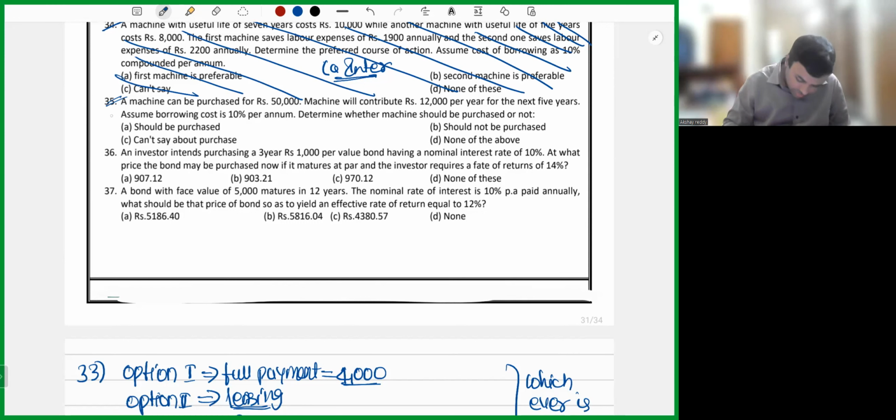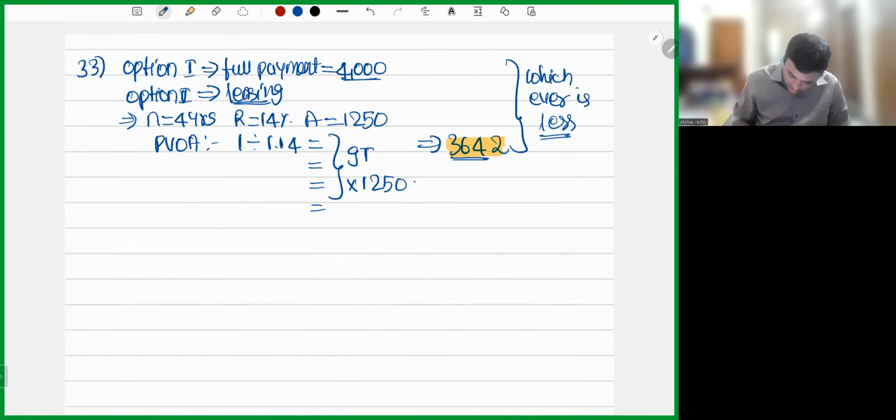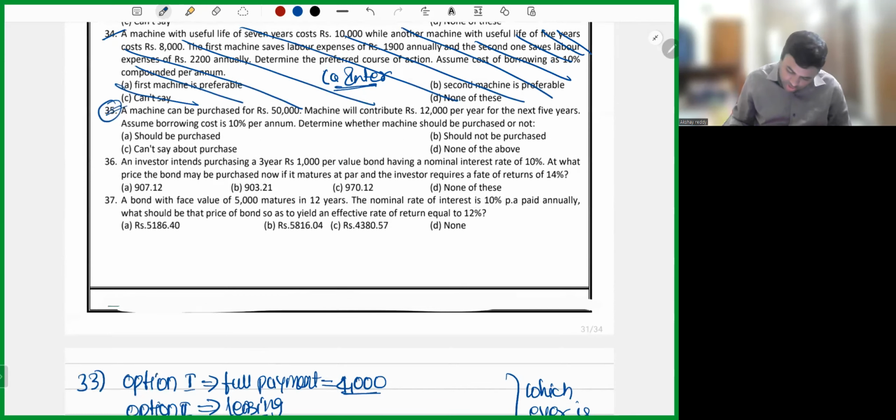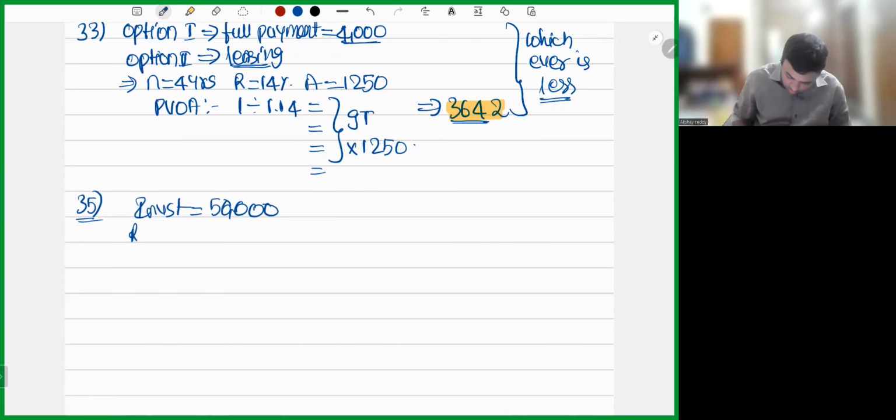Okay. Now, question number 35 is telling a machine can be purchased for 50,000. You can purchase, that is, the investment is 50,000. Next, what is he telling? The machine will contribute 12,000 per year for the next 5 years. Revenue: it will be 12,000 for year 1, 12,000 for year 2, year 3, year 4, year 5.